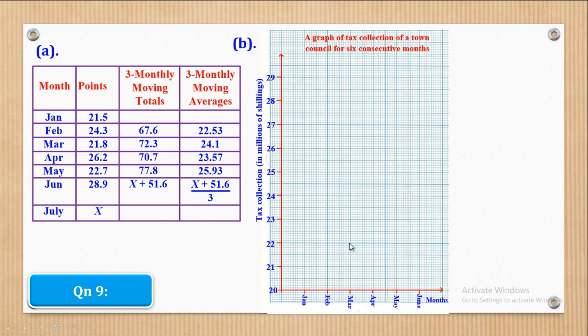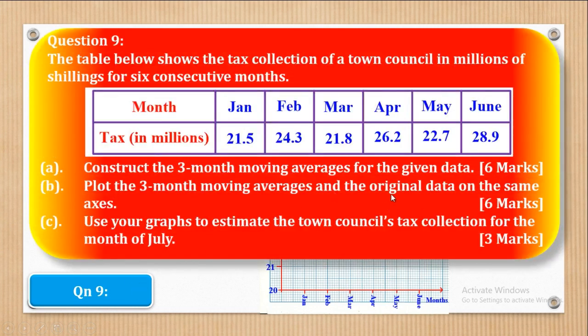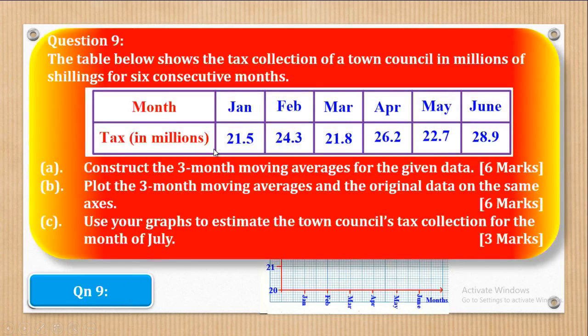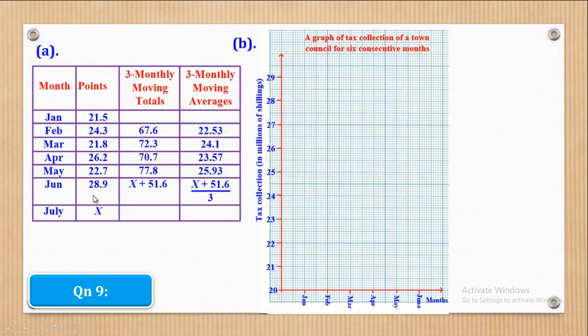Okay, now that you have done that, the next thing is to plot. Remember they told us to plot the original data and the 3-month moving averages on the same axis. In order not to confuse them, we are going to first choose one. Let us choose to first plot the original data. Now the original data is in this table, under the column of points. Where there is January, you'll look for 21.5 here. So January you look for 21.5 and put a point there.